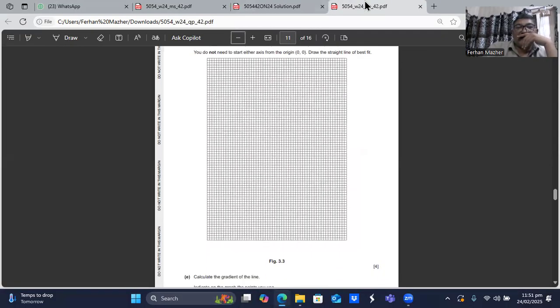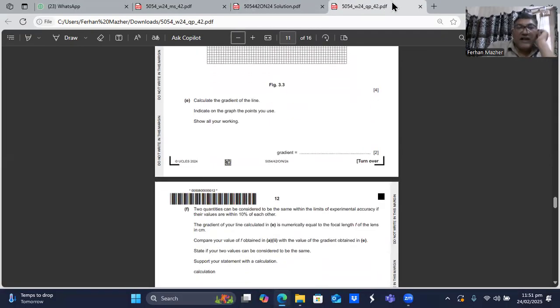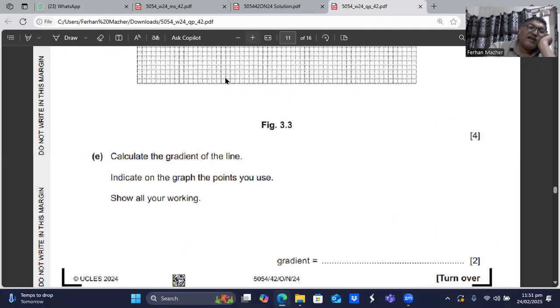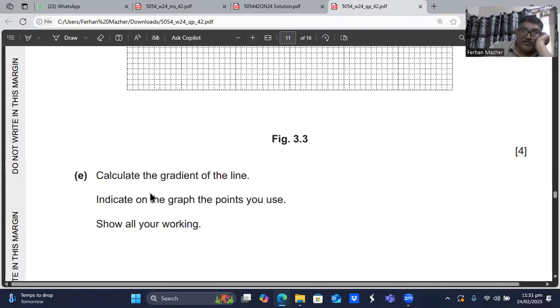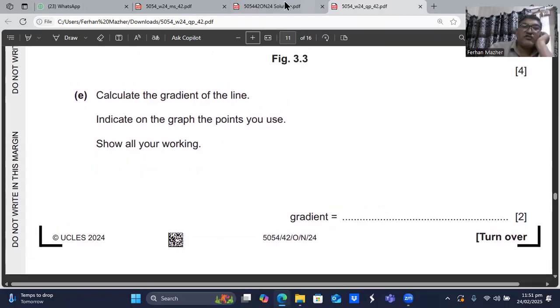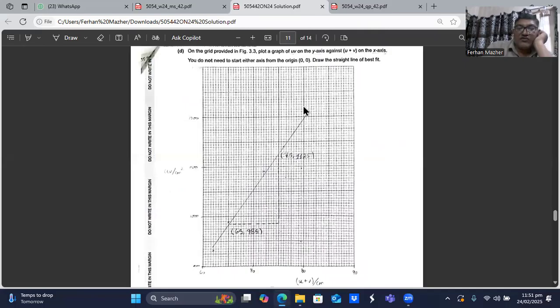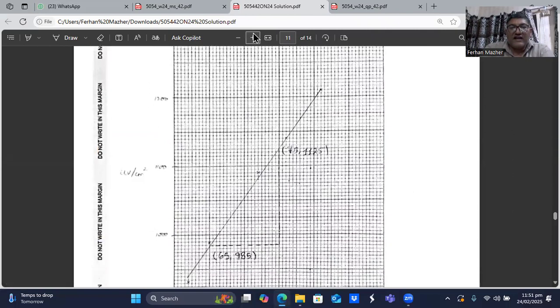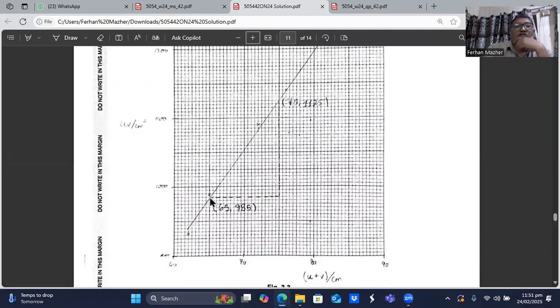Then their question is, calculate the gradient of this line, and then they want me to indicate on the graph the points you use, show all your working. It's a 2 marks question. So I will take 2 points on this graph. So we have taken this point, 65, 985, and we are going to use this point, which is 75, and it is something like 1125.